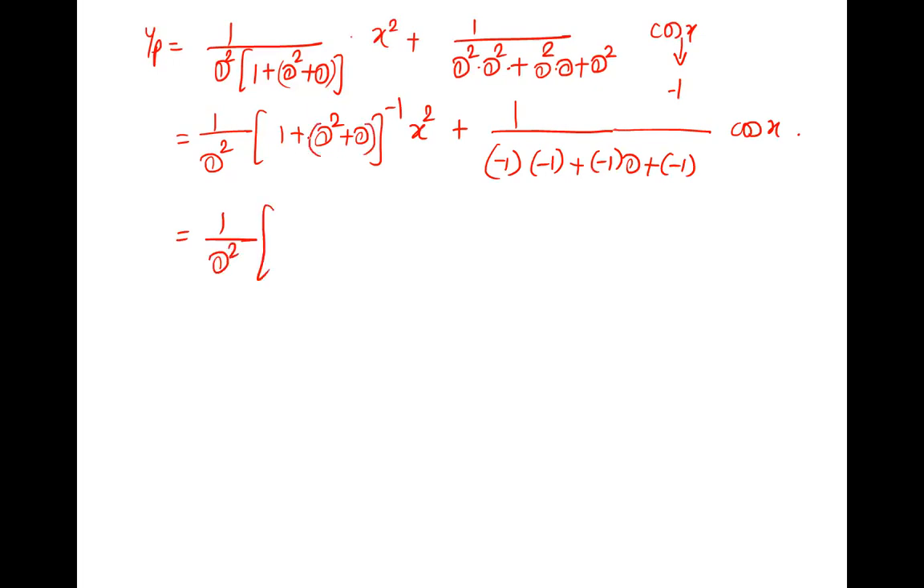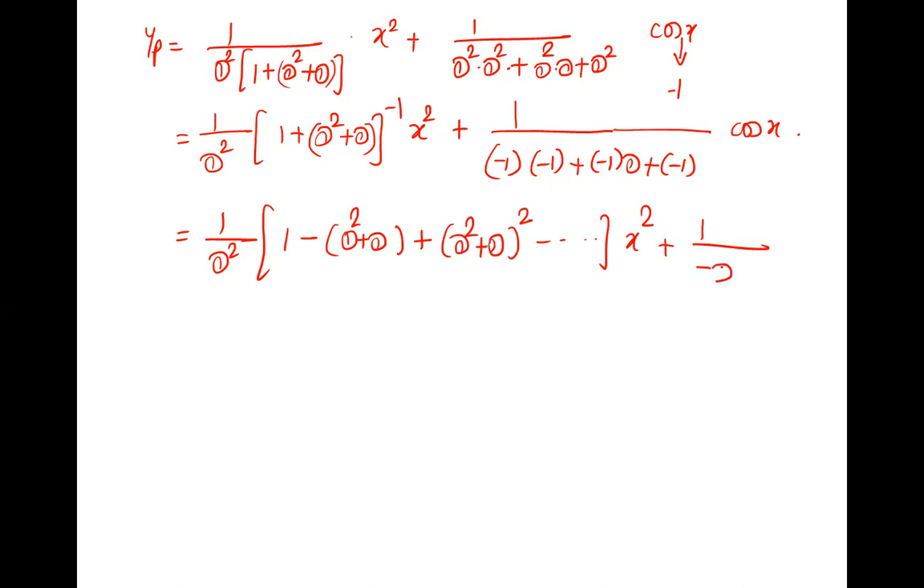1 plus x inverse formula will be used. Correct? What is that formula? 1 plus x inverse is 1 minus x plus x square. Should we write up to x square? Yes, minus and so on, up to x square. That I'm writing x now. d square plus d is our x in this case. Okay, what is this term? Plus 1 minus 1 cancelled.